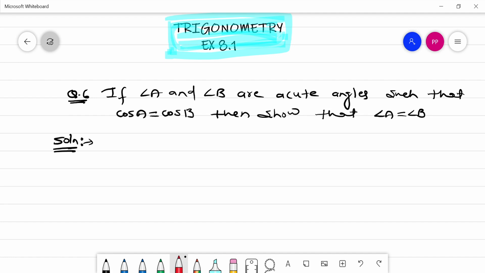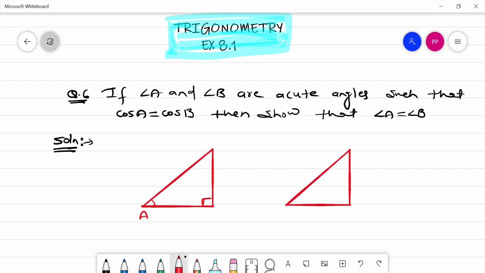So let's do that. We will draw two right angle triangles here. So let's make this as angle A. So we'll make acute angle as angle A. So this is say A, and second right angle triangle where acute angle is nothing but angle B. So just name this as A, M, N, and this as B, C, D.